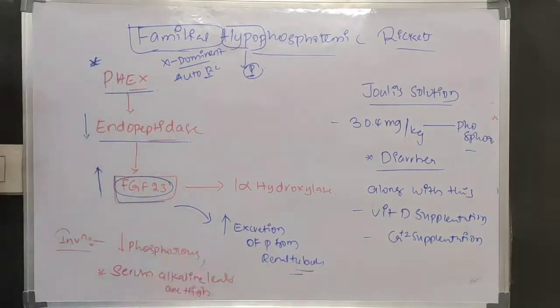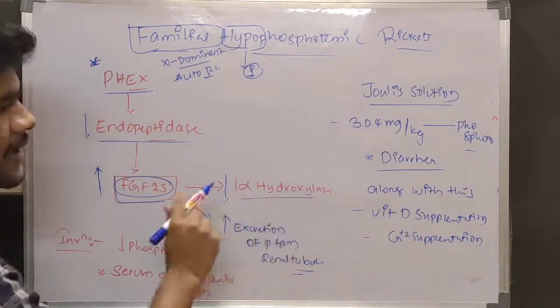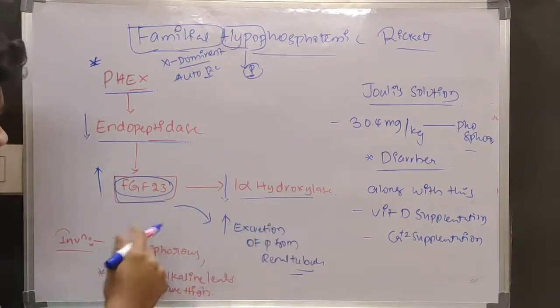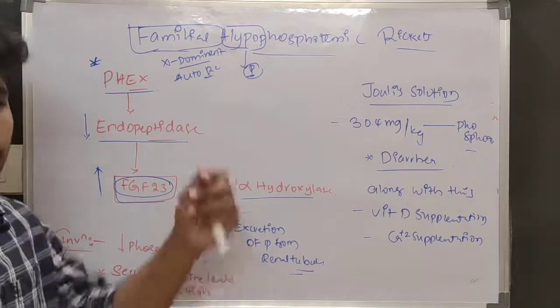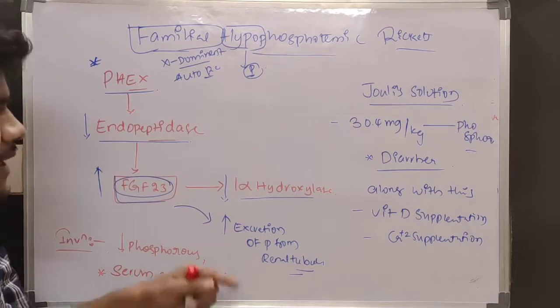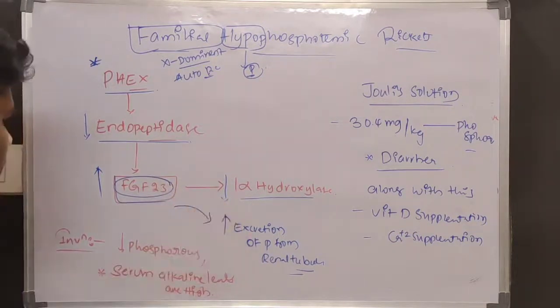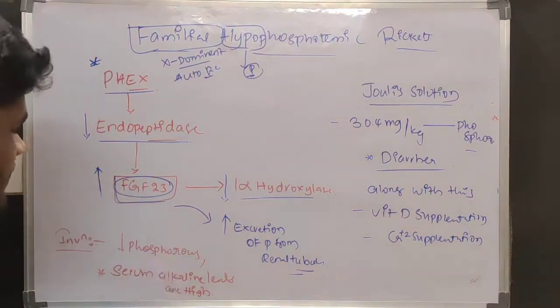Apart from that, it also decreases the 1-alpha hydroxylase in the kidney. So this is how it increases the excretion of the phosphorus as well as the decreased production of the active form of the vitamin D. So how will we evaluate this case?